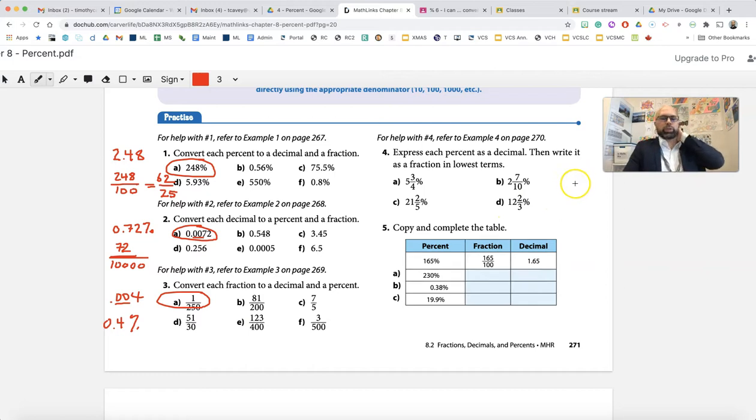Number 4, express each percent as a decimal, then write it as a fraction in lowest terms. Okay, so again, this is not to be confused with 50 3/4%. It is 50 3/4%. So as a decimal, it's going to be 0.0, and then remember these first two place values mean over 100 or hundredths place. So there will be a 5 here. But then what about the 3/4? Well, they're being nice to us.